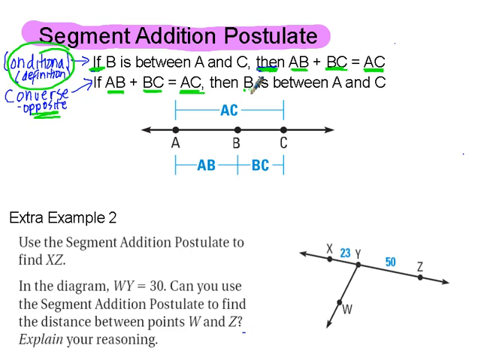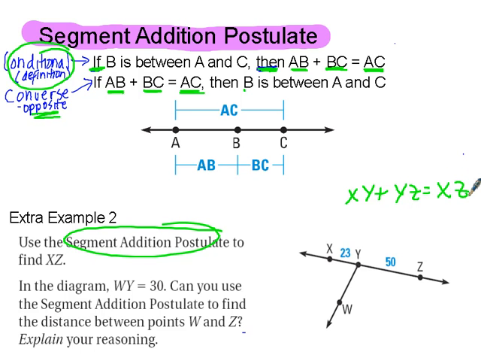If AB, the length of AB, and the length of BC equals AC, then B is between A and C. And we can go ahead and use that. Use the segment addition postulate here to find XZ. Well, that'll be XY plus YZ will equal XZ. Or simply 23 plus 50 is equal to 73. Hence XZ is 73.